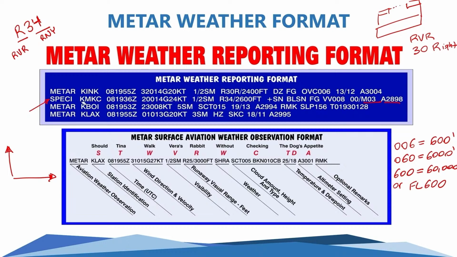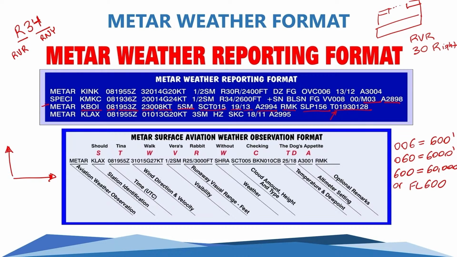So looking at line number 3, this is a standard report because this is a METAR, and this is going to be for Boise. Okay, so for Boise, Idaho, on the 8th day at 1953 Zulu, we have the following conditions. Wind is 230 at 8 knots. There's no gust here. We have 5 statute miles visibility, scattered clouds at 1,500 feet, temperature 19, dew point 13, altimeter 2994, and we've got a couple remarks here. We've got sea level pressure of 156, and then we also have a temperature. You're always going to know this is the exact temperature and also the exact dew point.